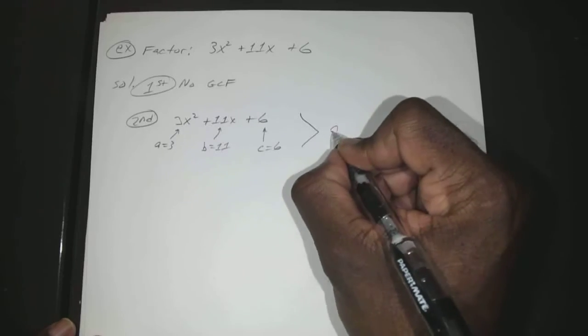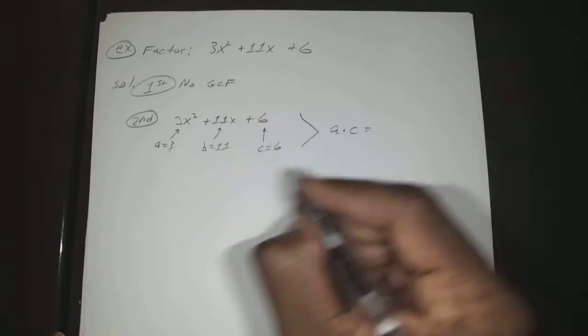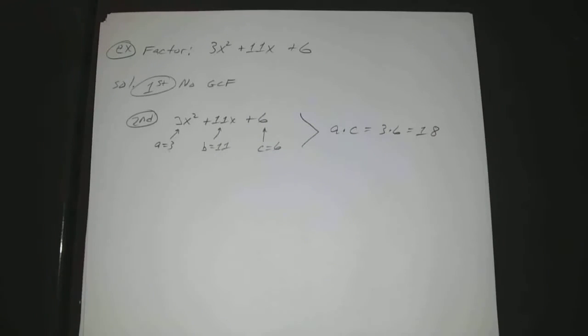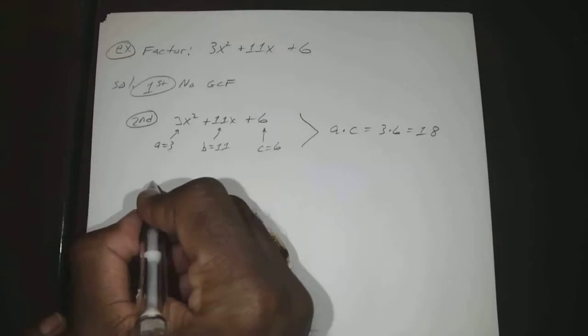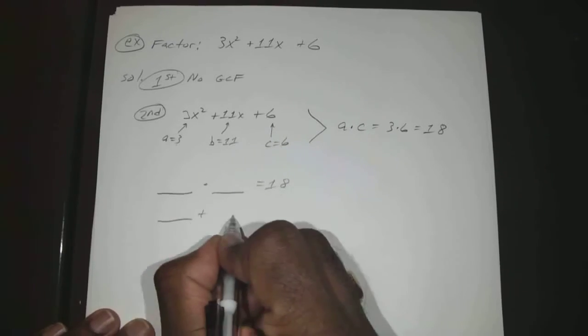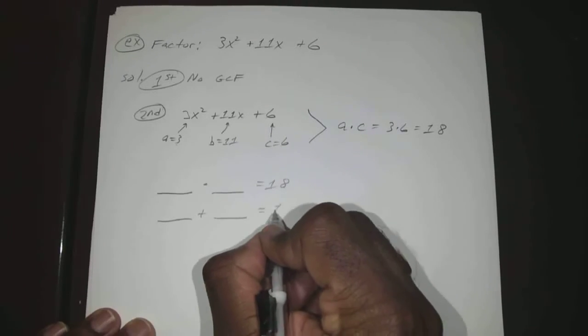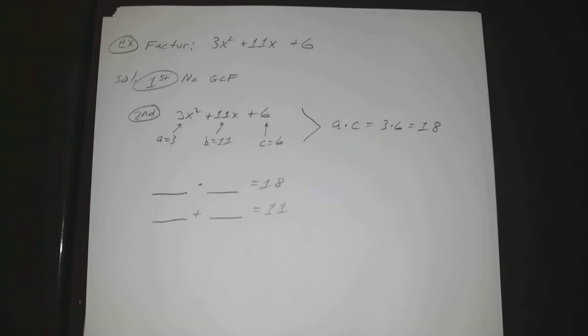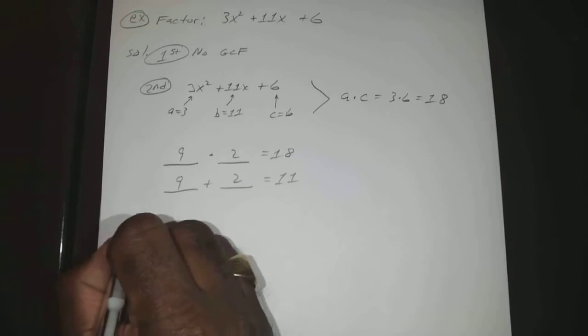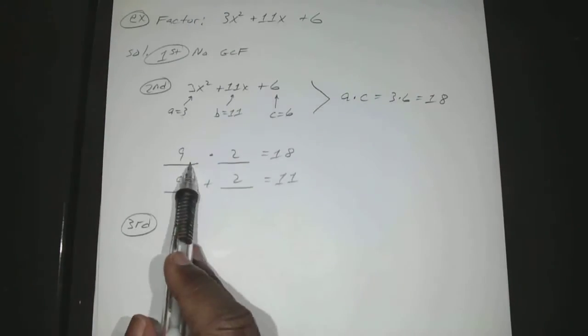Which means that your a times c is 3 times 6, which is 18. So you have to find two numbers that multiply to equal 18, and those same two numbers have to add to equal your b, which is 11. Okay. 9 and 2. Yep, so for this one, 9 and 2 works. 9 times 2 is 18, and 9 plus 2 is 11. Okay, so now you just have to replace 11x with those two.